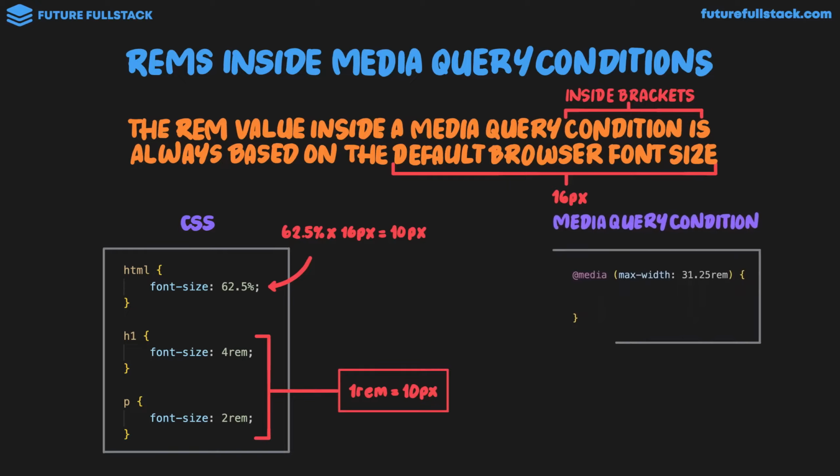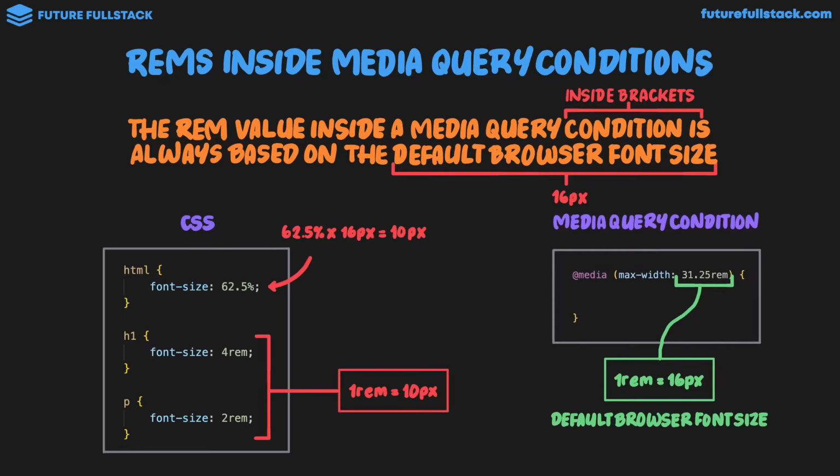You can see inside the brackets, I currently have set a max width of 31.25 rem. Now, the important thing that we need to understand is that the rem value inside this condition, that is over here, is still based on the default browser font size. That is, 1 rem equals 16 pixels. So even though we've adjusted the rem value in our CSS on the left by changing its font size to 62.5%, that is 10 pixels, this doesn't carry through into the rem value used in the media query condition. That's still based on the default browser font size.